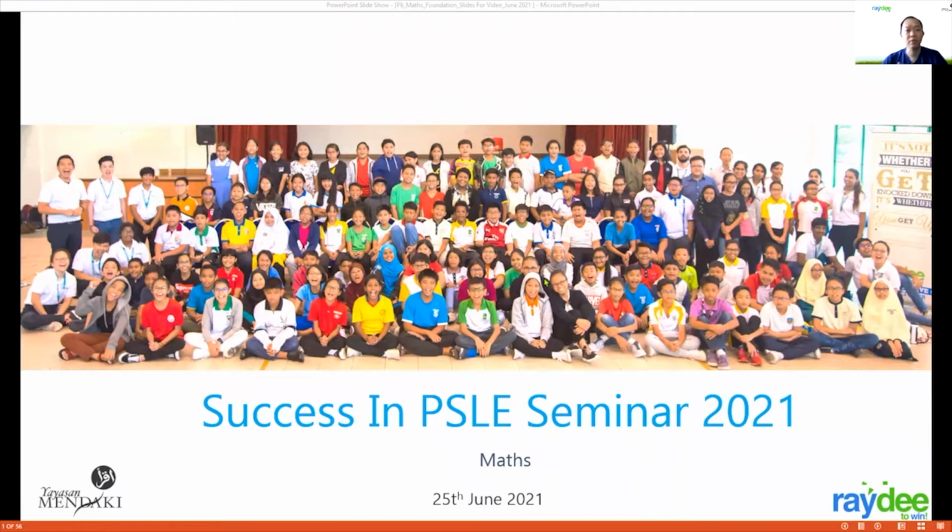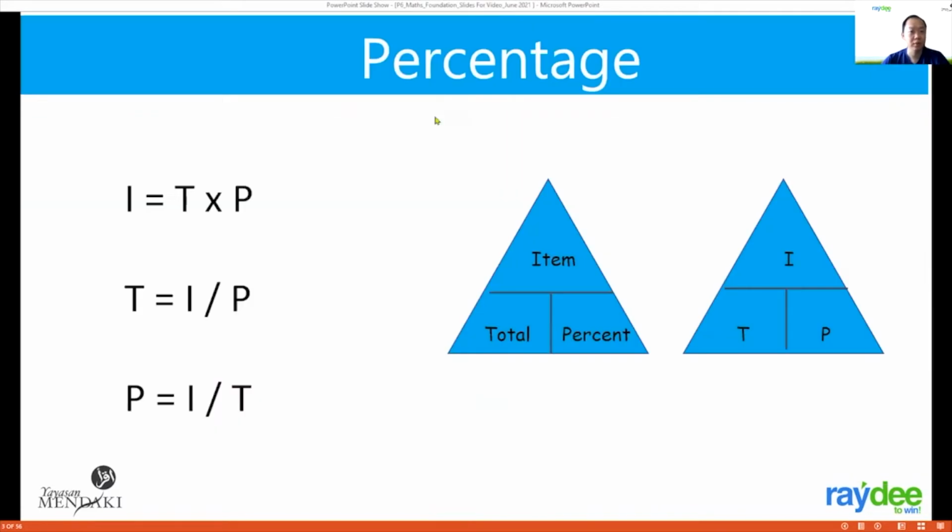The purpose of this video is to go through the foundation math portion, okay? So for percentage, we teach this thing called the TIP triangle. Now, what is TIP? T stands for total, I is item, and P is percent. So if you want to find the item, you just take the total times the percent, okay? For example, what is 20%?